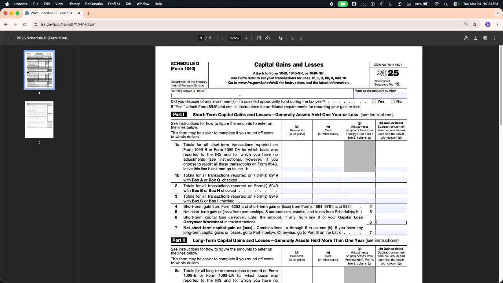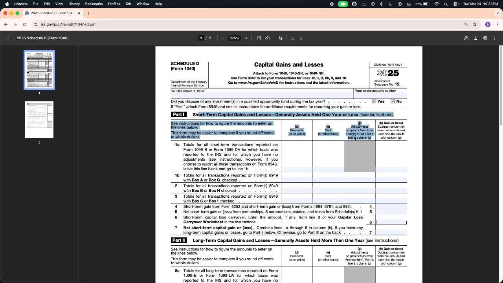So let's start at the top of the form. Enter the name the same way it appears on the tax return. Then enter the social security number. And right below that, there's a question asking if any investment was disposed of in a qualified opportunity fund during the tax year. So just check yes or no, depending on what applies.